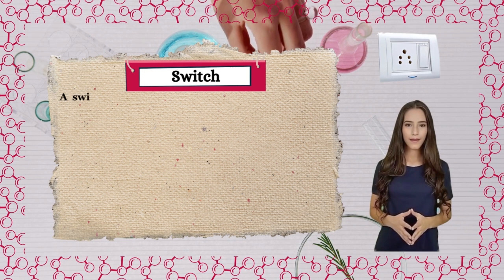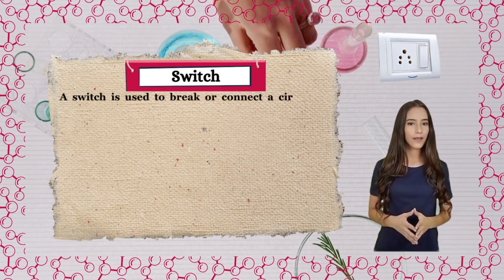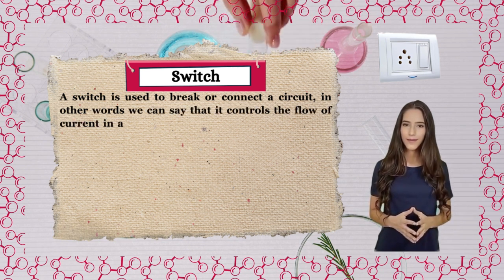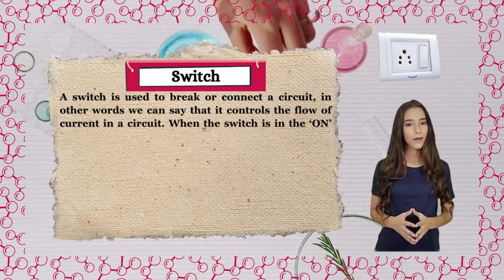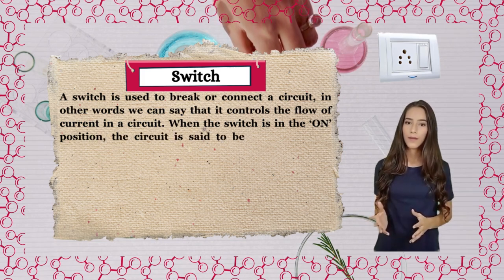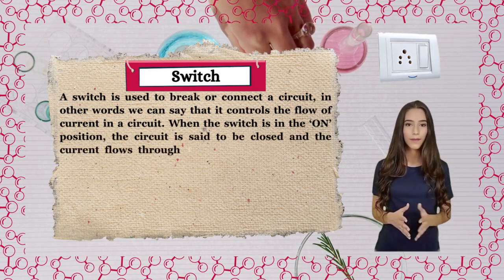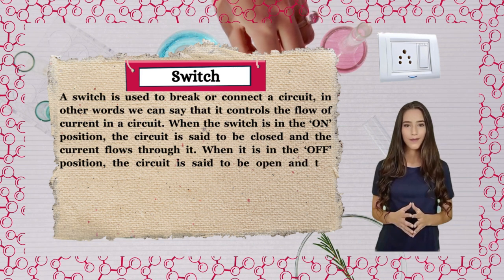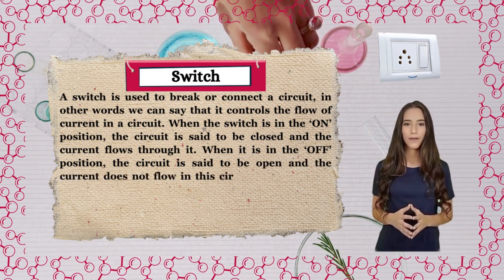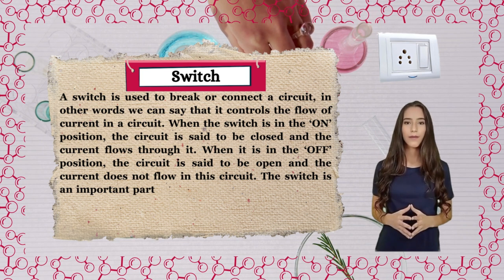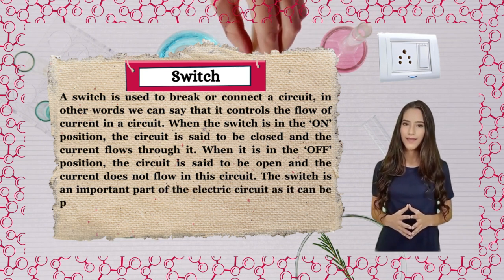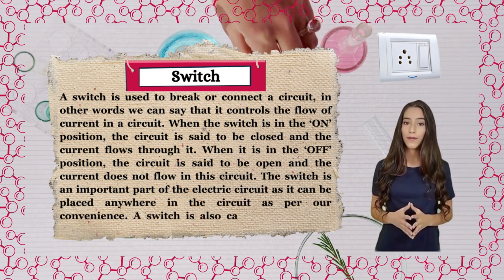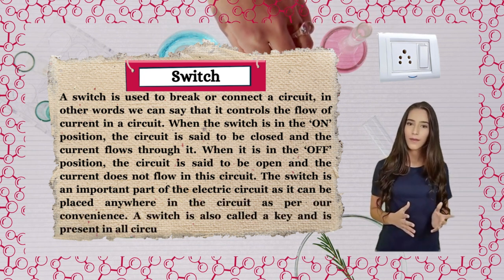Switch. A switch is used to break or connect a circuit. In other words, we can say that it controls the flow of current in a circuit. When the switch is in the on position, the circuit is said to be closed and the current flows through it. When it is in the off position, the circuit is said to be open and the current does not flow in this circuit. The switch is an important part of the electric circuit as it can be placed anywhere in the circuit as per our convenience. A switch is also called a key and is present in all circuits.